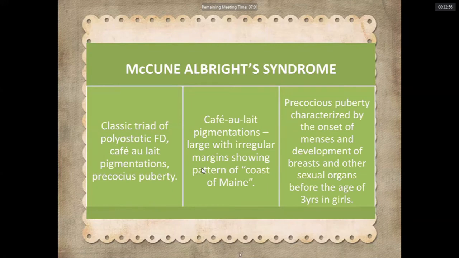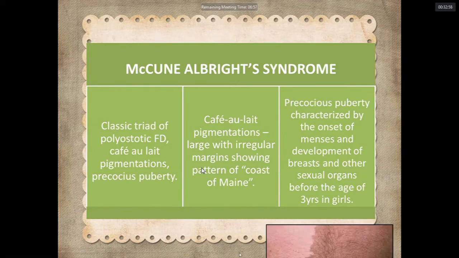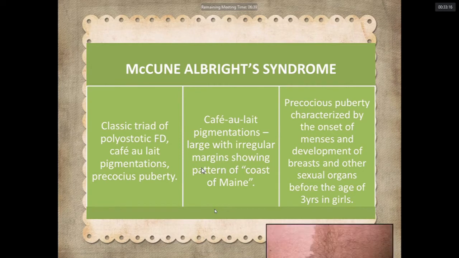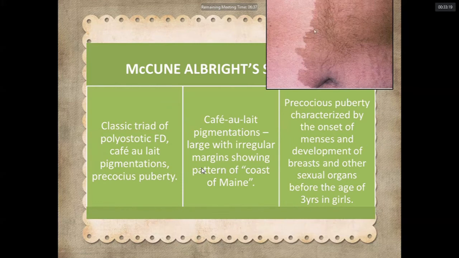Next is McCune-Albright syndrome. So this McCune-Albright syndrome, as discussed earlier, is a classic triad of polystotic fibrous dysplasia, cafe au lait pigmentations, and precocious puberty. Now, these cafe au lait pigmentations are large with irregular margins, showing the pattern of coast of Maine. So this is the clinical picture of the cafe au lait pigmentation.